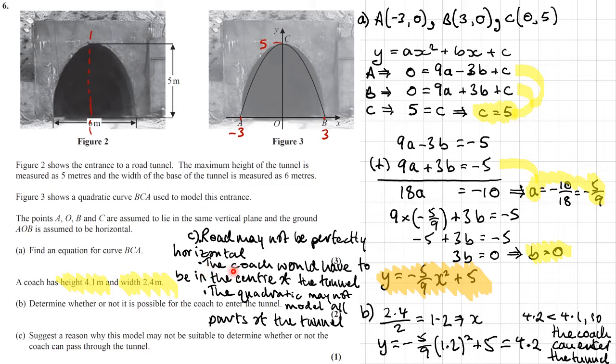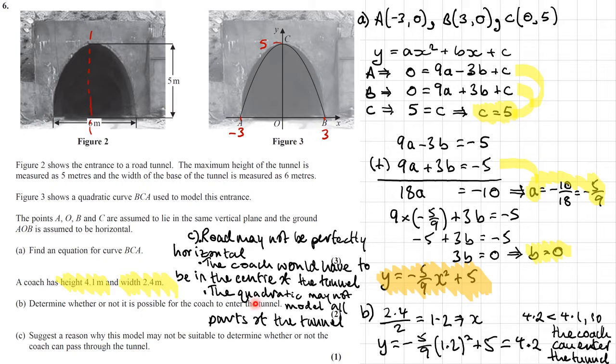Another reason is that the coach would have to be in the very centre of the tunnel. So we're talking about the coach being like dead centre like this. That may not be possible. You know, if there's traffic coming the other way and you've got a coach right in the middle of the road, how's that going to work? So that may not be possible. There may be other obstructions in the tunnel, like cones, things like that. They're going to cause a problem.